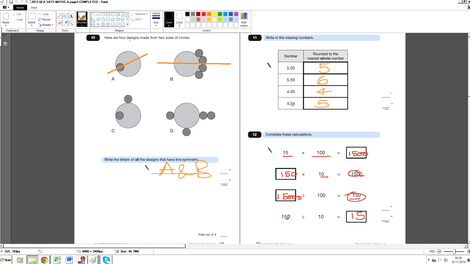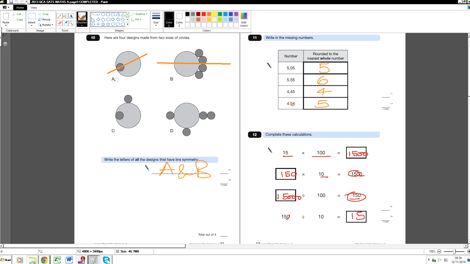Question number 10. Here are 4 designs made from 2 sizes of circles. Write the letter of all the designs that have line symmetry, which means that we can put a mirror on them and one half will look like the other half, and that is shape A and shape B. As you can see from the mirror line that I drew earlier. You can't get a mirror line here or there, so that's the answer.